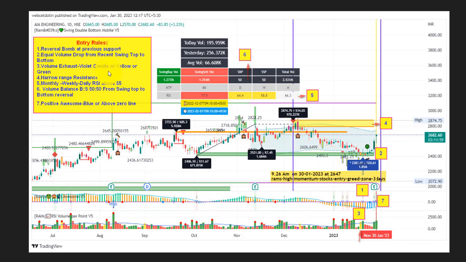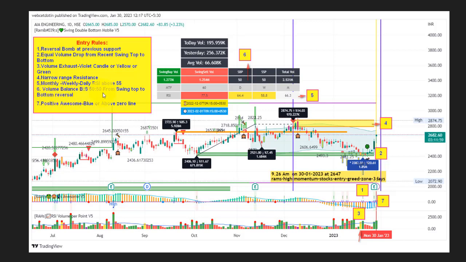Then if a violet candle has not appeared, we should check for a yellow or green candle like this one. Then narrow range resistance. This is number 4. This is the narrow range resistance. This is the bottom and this is the top. This is the support and this is the resistance. This is the double bottom, we can say, or triple bottom, and this is the resistance. So it must be in a range, and that should be a narrow range. Then monthly, weekly and daily RSI must be above 55. Here we can see all these RSI values are above 55.